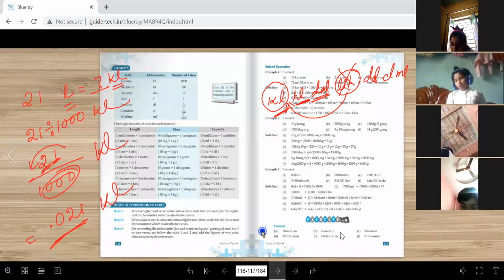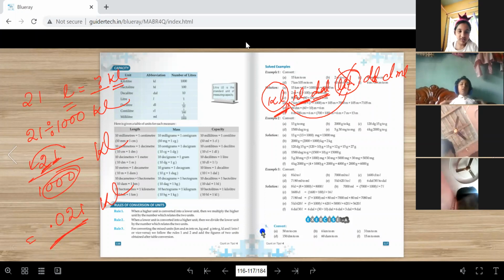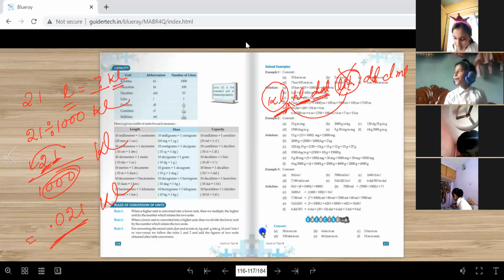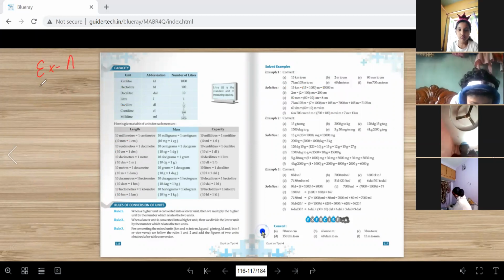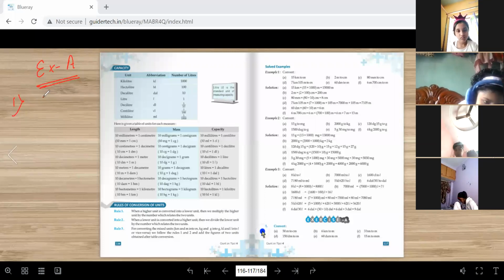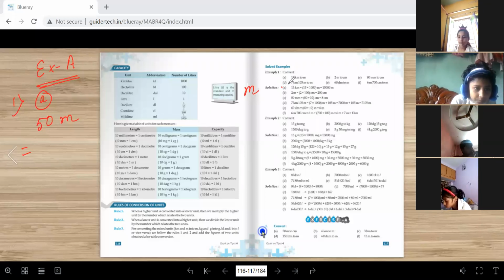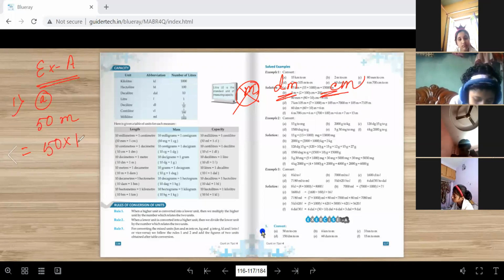Now here we will start exercise A. Convert 50 meter to centimeter. These are very easy. Let me clear the screen first. Exercise A, number 1A: 50 meter to centimeter. Now count: kilometer, hectometer, decameter, meter, then decimeter, centimeter. So how many places? We leave meter. Decimeter, centimeter. So 50 into 1, and how many places? 2 places, so 5000 centimeter. Understood?